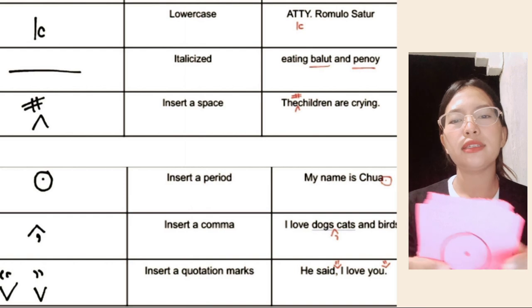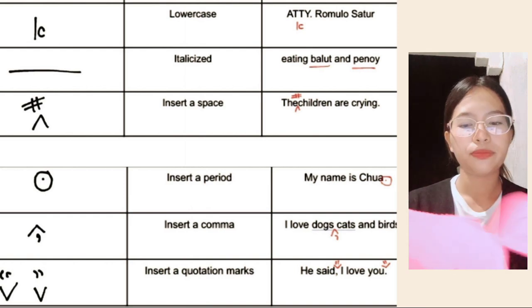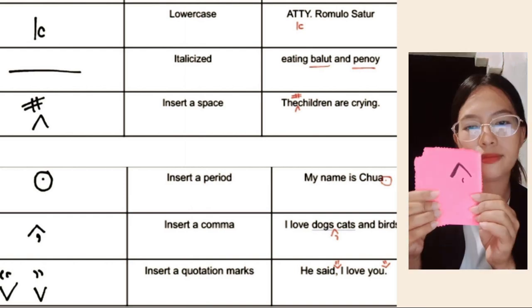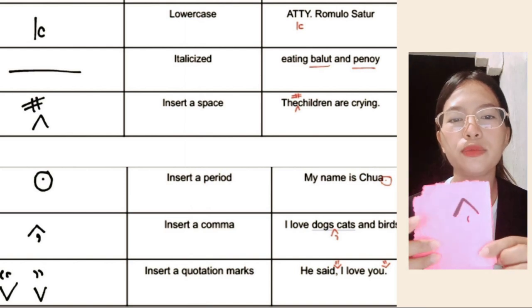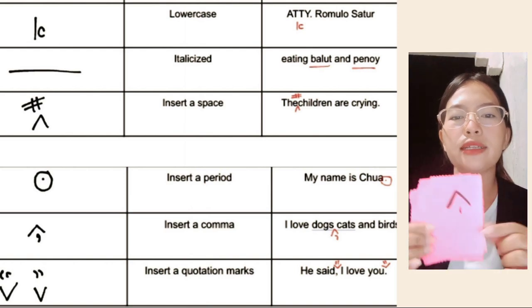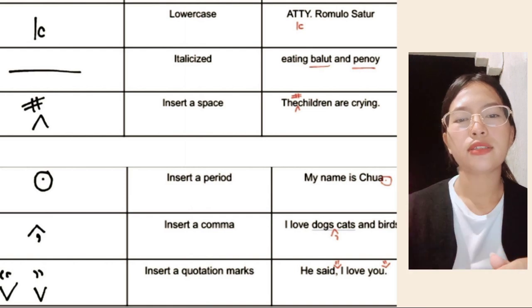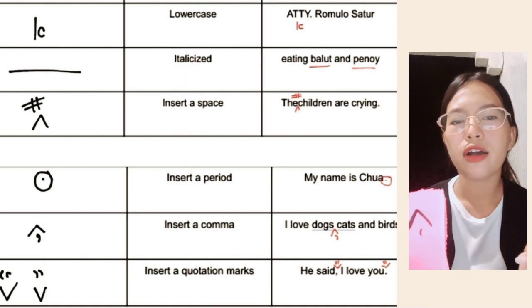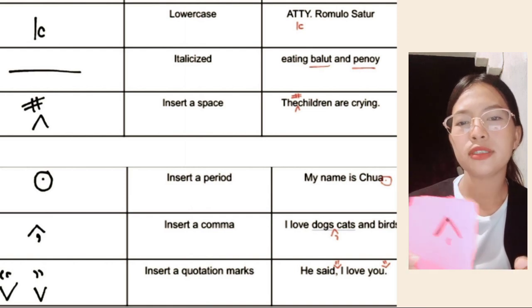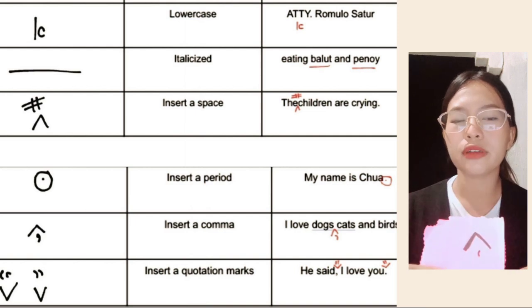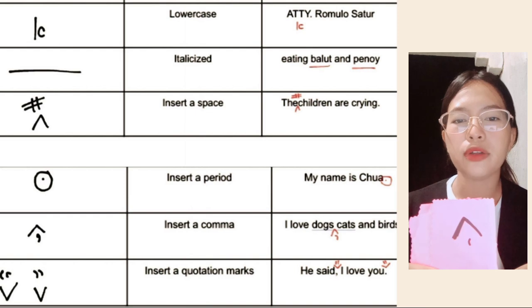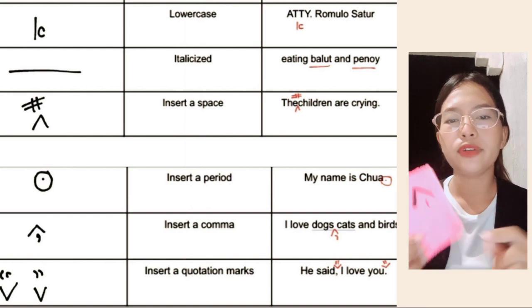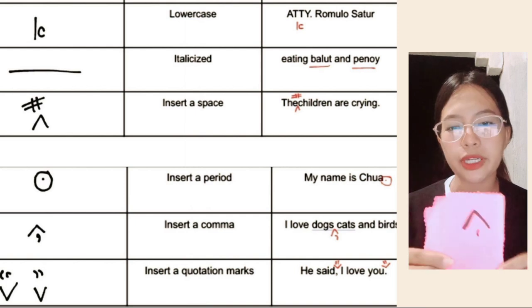So the next one is the insert comma symbol. This one. This symbol shows that a comma should be added to separate items or clarify meaning. So in I love dogs cats and birds, the sentence is confusing without commas, right? So the insert comma symbol indicates the sentence should be changed to I love dogs, cats, and birds.